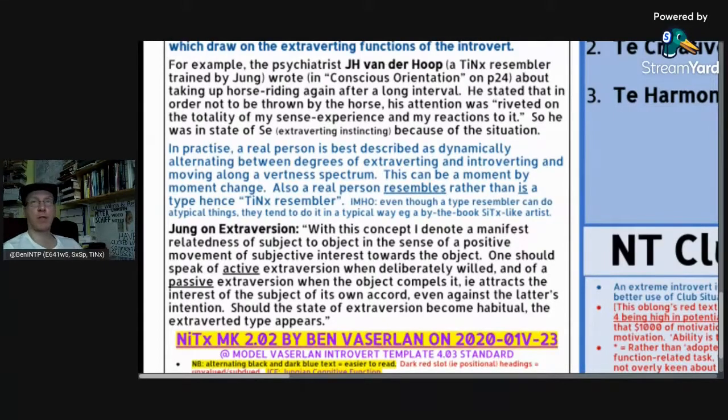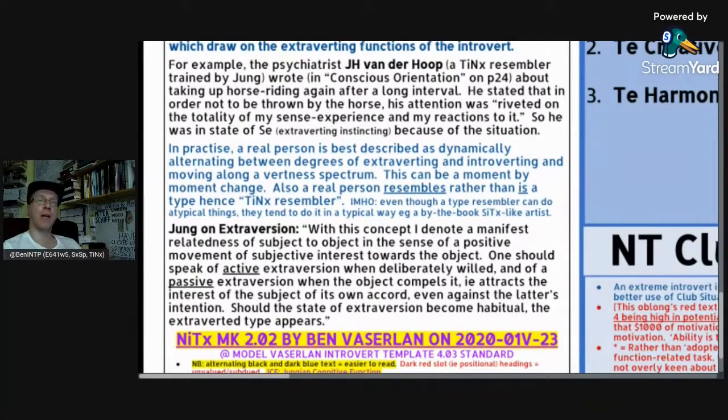Jung on extroverting. With this concept, I denote a manifest relatedness of subject to object in the sense of a positive movement of subjective interest towards the object. One should speak of active extroversion when deliberately willed, and of a passive extroversion when the object compels it, i.e. attracts the interest of the subject of its own accord, even against the latter's intention. Should the state of extroversion become habitual, the extroverted type appears.